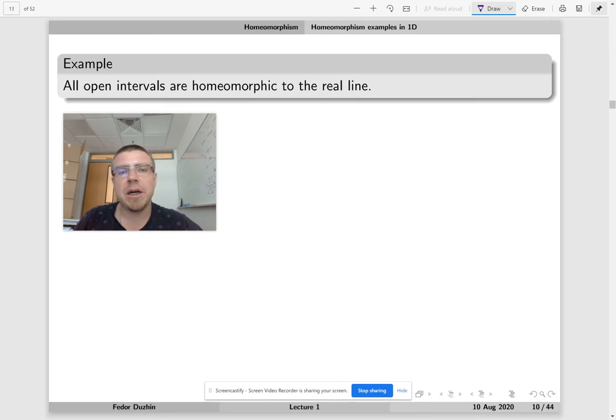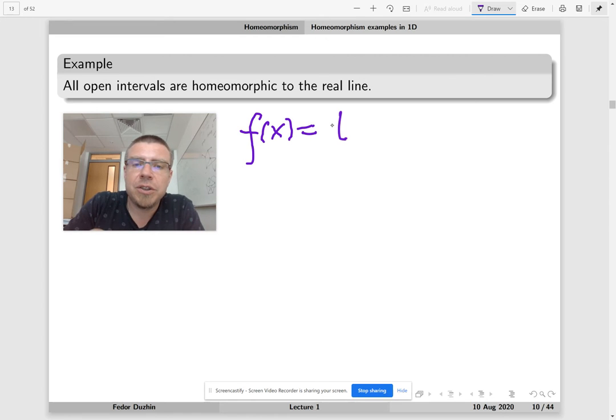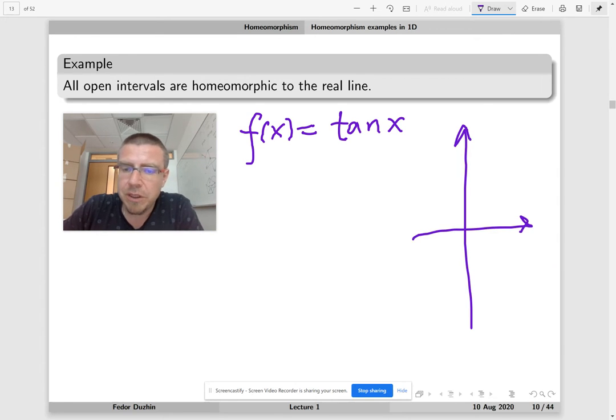Next, all open intervals are homeomorphic to the whole real line. Wow. So small finite open intervals are going to be homeomorphic to the infinite real line. But this is still true. What I'm going to do is give you the example of the homeomorphism first, and then we will figure out what the open interval is. The homeomorphism here is going to be f of x is tangent x. So the graph of this tangent function looks like this. I hope you still remember from secondary school.